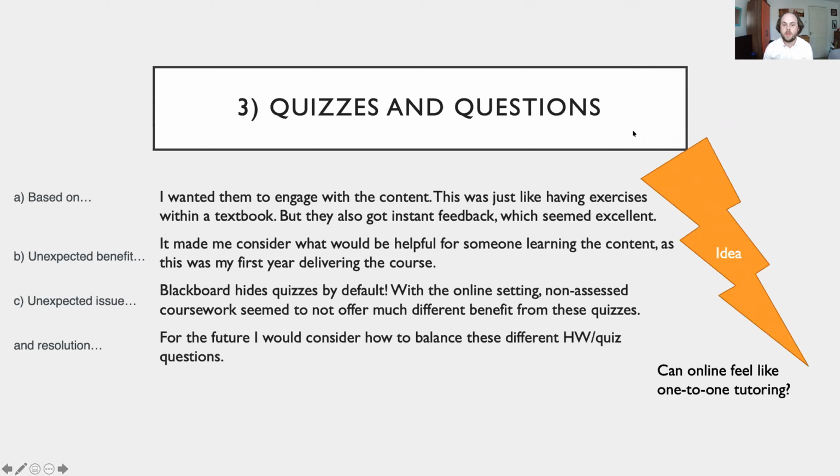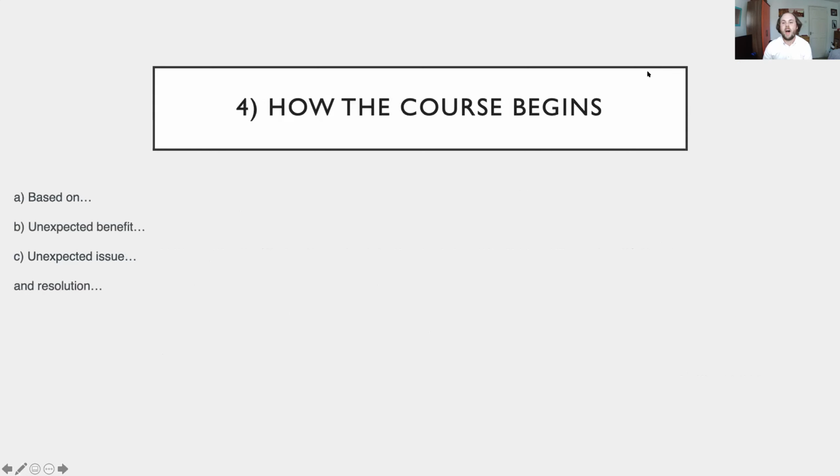Right, so this is point 3 of 5. So we've done 3 lightning talks. This is another thing that I'm going to reuse, which is how the course begins.